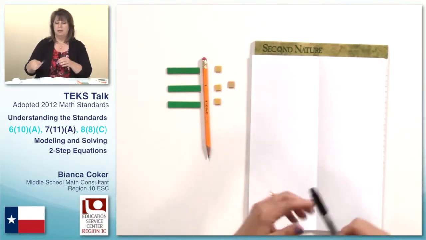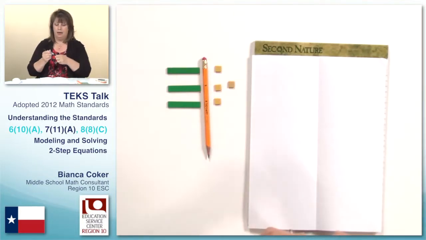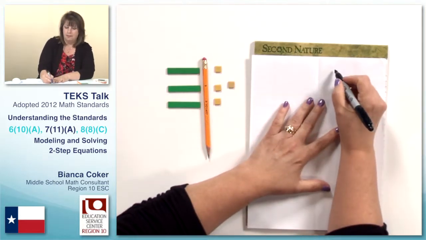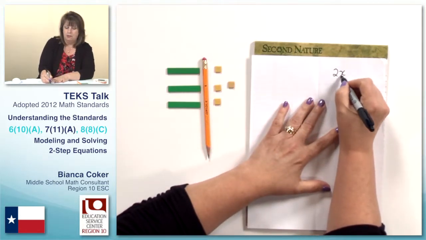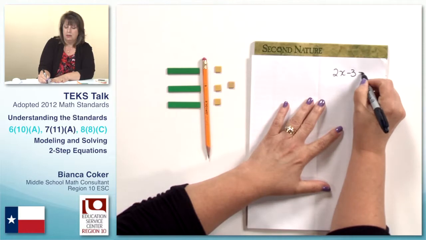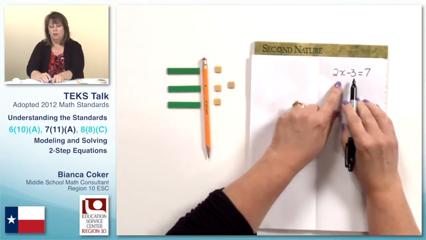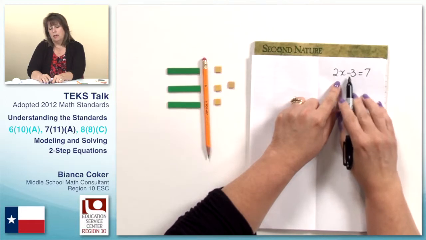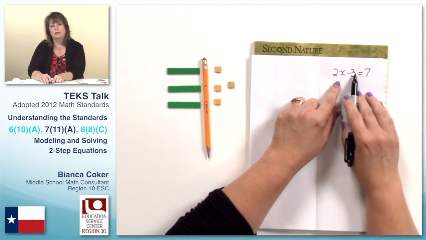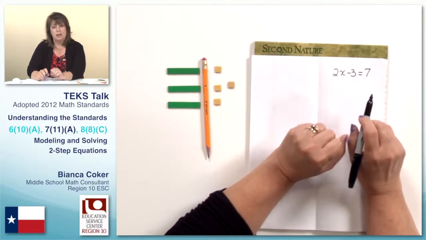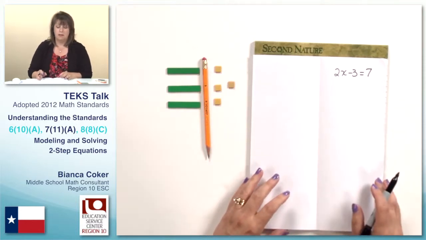So what might be an equation that looks like a one variable two-step for 7th grade? How about 2x minus 3 equals 7? How about that equation? We know we're going to have two steps because we have a step to take care of this number and we have a step to take care of that number. And that's what's a little different about 7th grade.